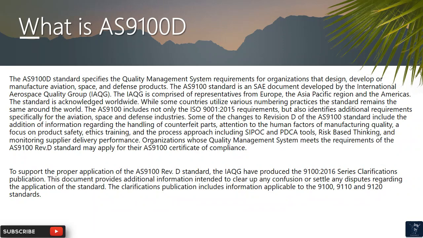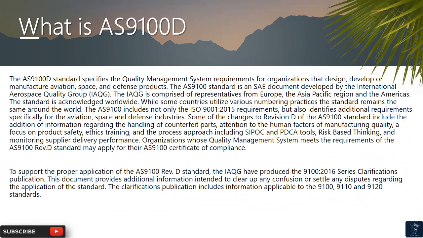Some of the changes to Revision D of the AS9100 standard include the addition of information regarding the handling of counterfeit parts, attention to the human factors of manufacturing quality, a focus on product safety, ethics training, and the process approach including SIPOC and PDCA tools, risk-based thinking, and monitoring supplier delivery performance.